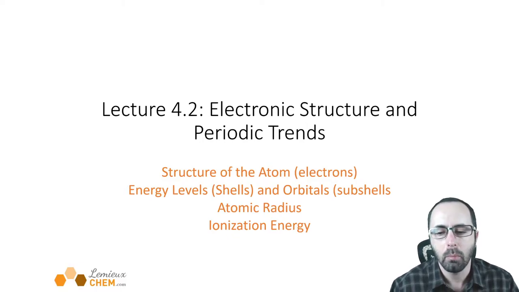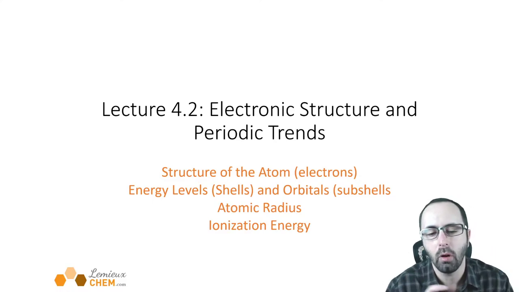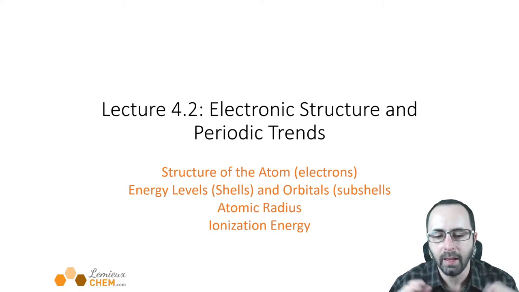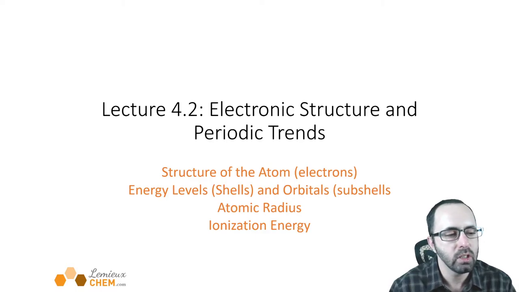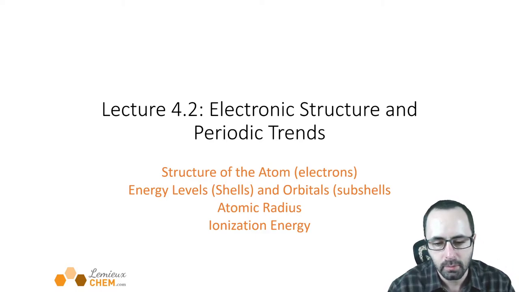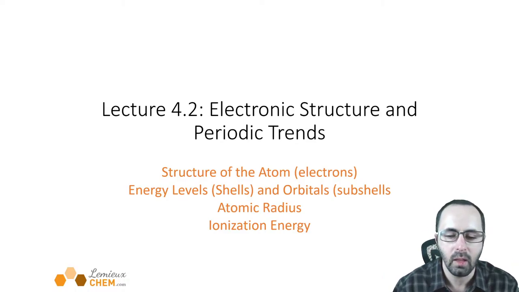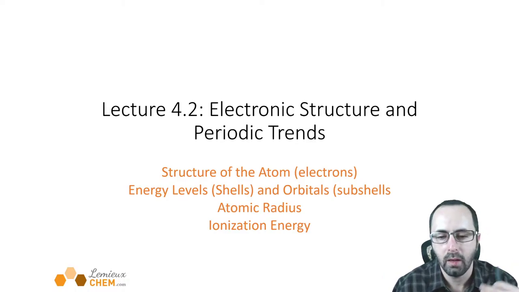So we'll talk a little bit more about the structure of the atom in terms of what the electrons are doing. The electrons are occupying regions called energy levels, also known as shells, and also regions called orbitals or subshells. We'll also talk about some periodic trends near the end, including the atomic radius, the size of atoms, and also the ionization energy, or the energy required to completely remove an electron from an atom.